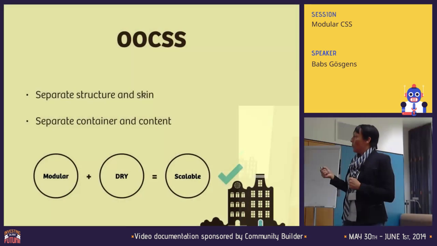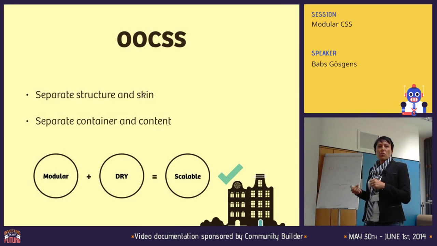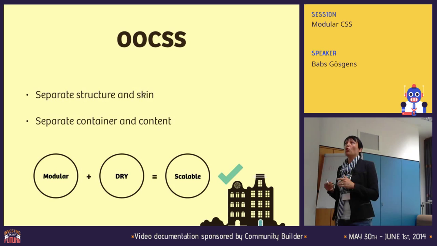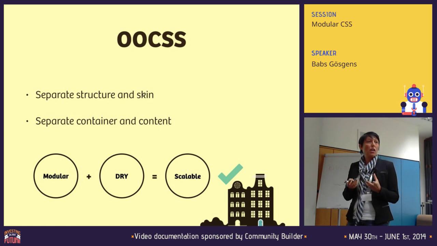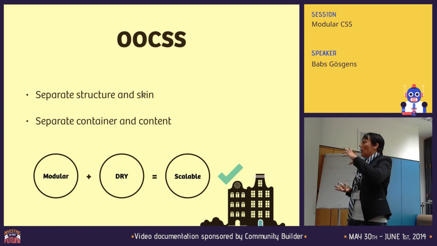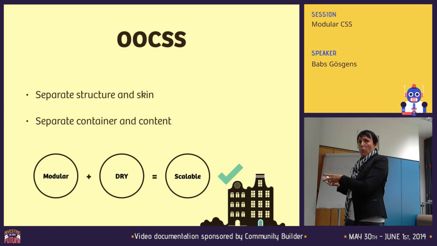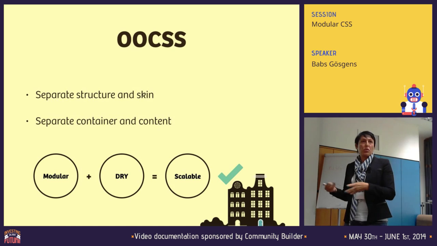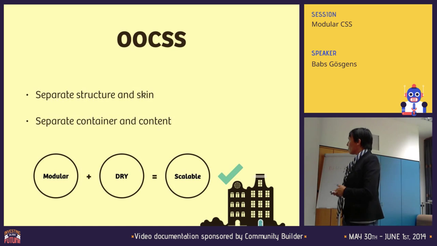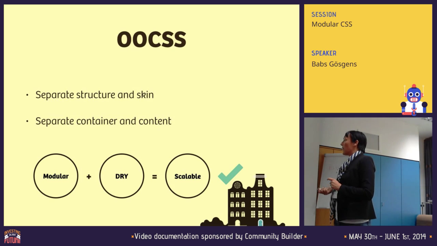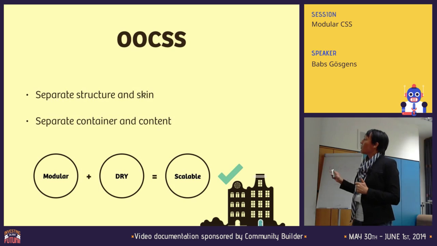So what are the main things? She separates the structure from the skin, meaning that, to give a practical example, your grid would be the structure of your page. That would be defined in a different place than, say, the aesthetics of your site, your theme or your template. And she separates the container and the content, and this is about context mostly. But we'll get to that in a bit.